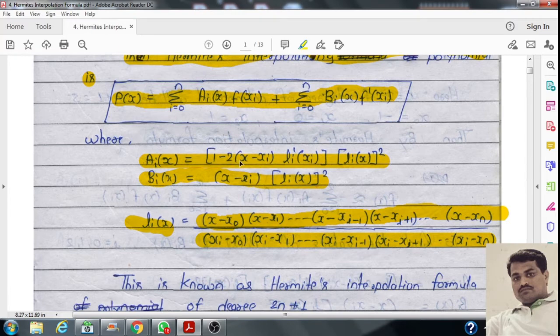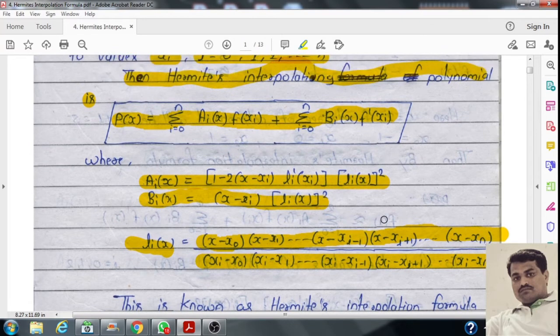Here, if you consider A_i(x) = [1 - 2L_i'(x_i)(x - x_i)] L_i(x)², this x_i will be given in the data, but L_i'(x_i) is derived by using L_i(x). Simply differentiate L_i(x) with respect to x and we get L_i'(x), and then you can replace x by x_i and find the values of L_i'(x_i).